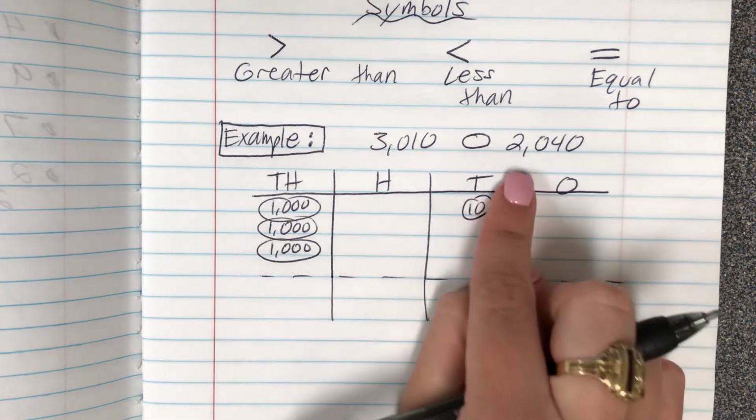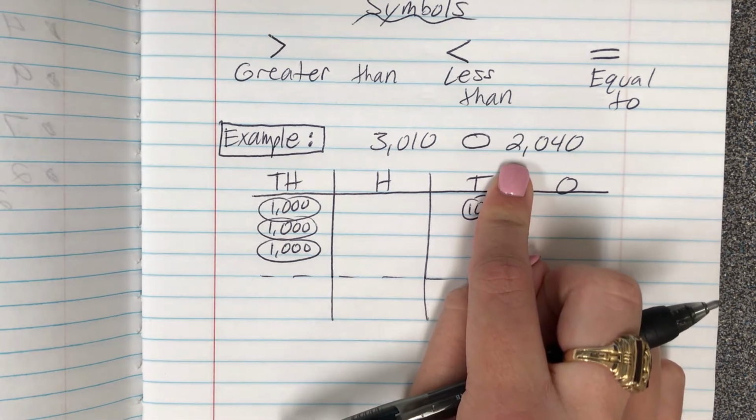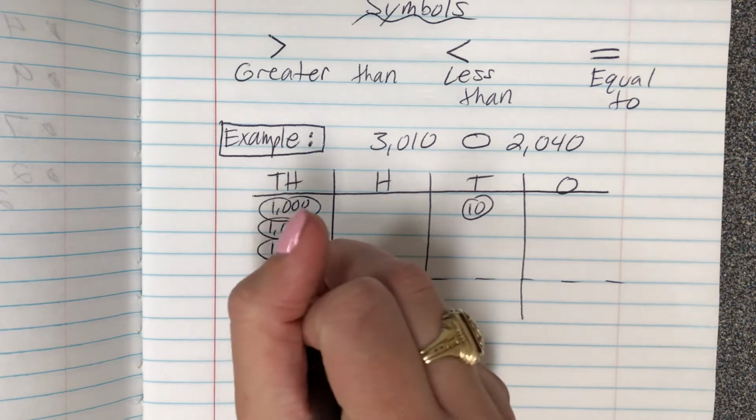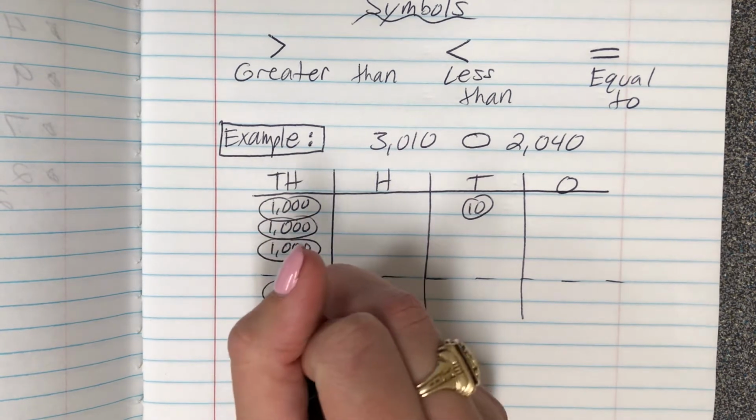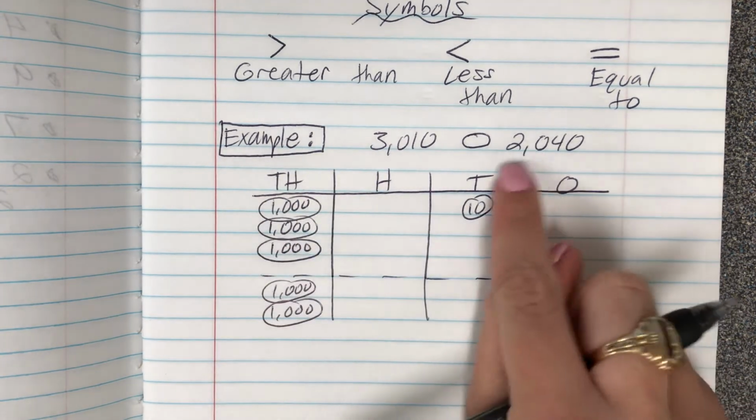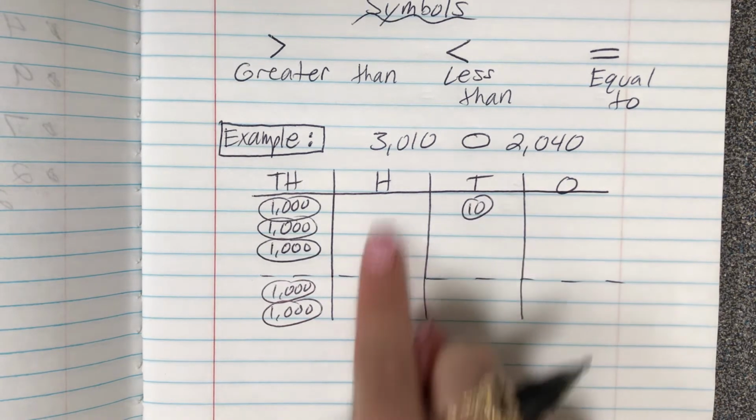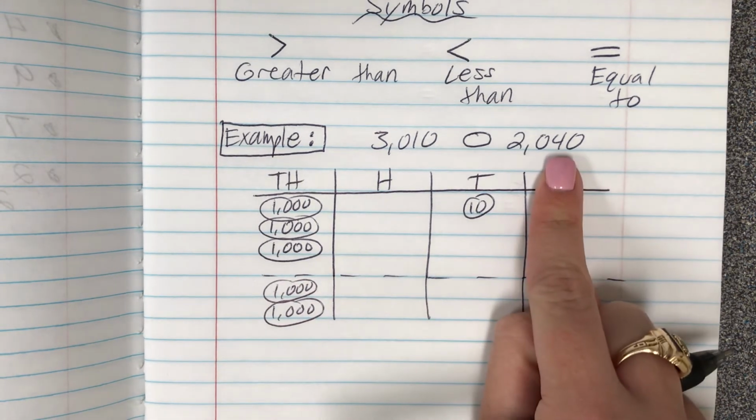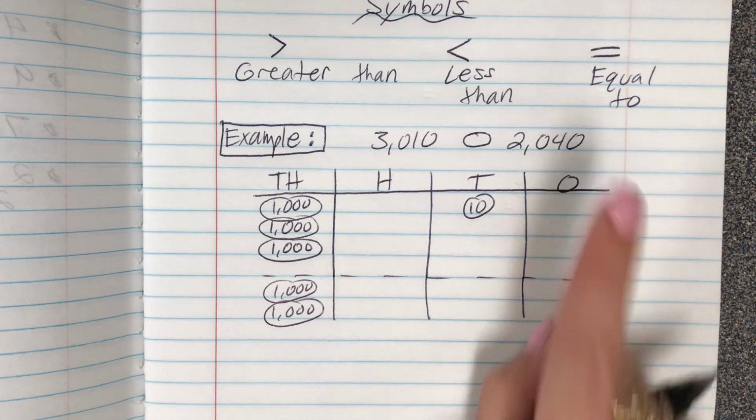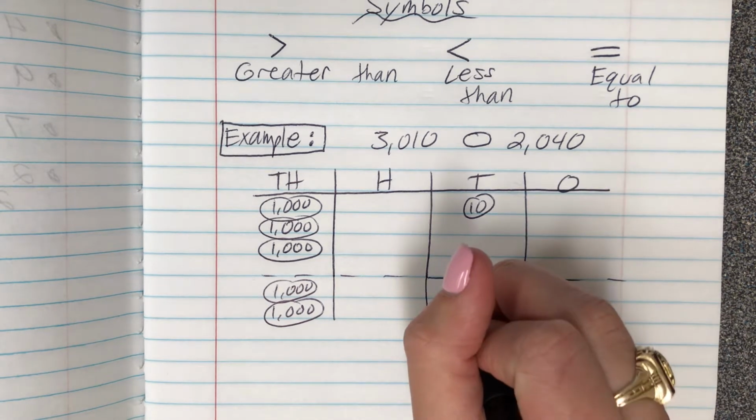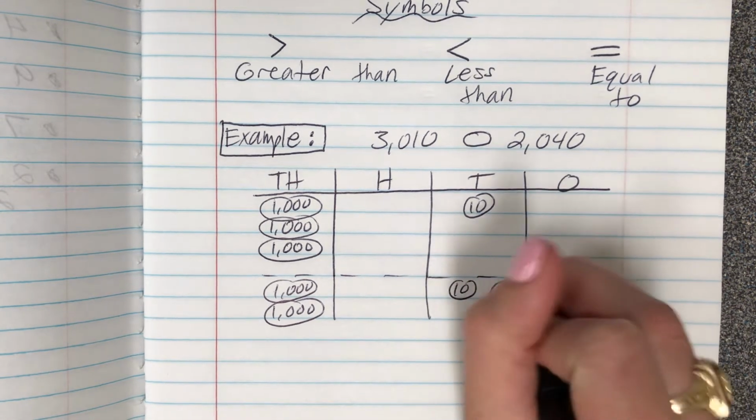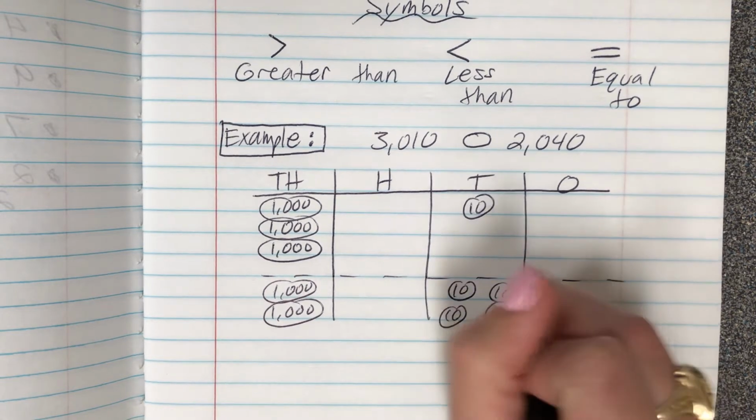So we're going to do the same thing. So looking at our thousands place, we have 2,000s. So I'm going to come down here, draw my 2,000s. We have nothing in the hundreds place, so nothing goes here. And then we have a 4 in the tens place, so we need to draw 4 tens. We're gonna go 1, 2, 3, 4.